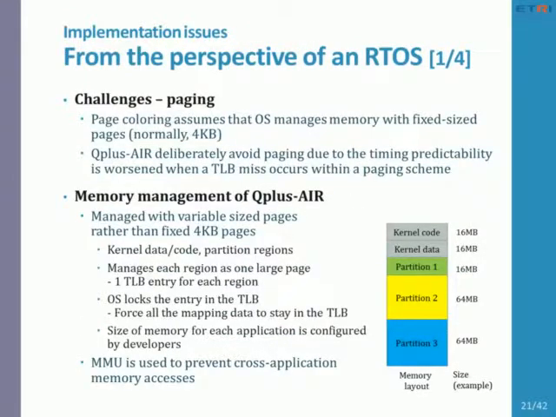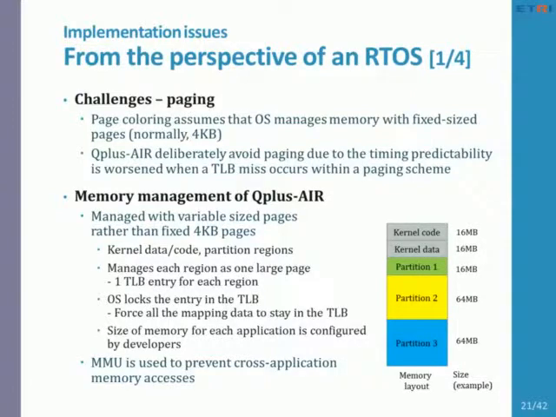Now I will present the unique challenge related to paging. Page coloring, which is used in set-based cache partitioning and memory bank partitioning, assumes that the operating system manages memory with fixed-sized pages. That is true in general purpose operating systems, including Linux. However, in most RTOSes for safety critical systems, we do not use the paging scheme because it causes unpredictability of timing. So Q+Air does not use paging.